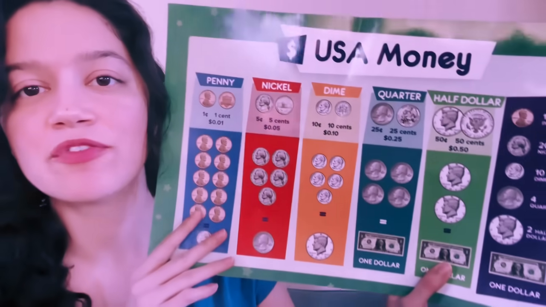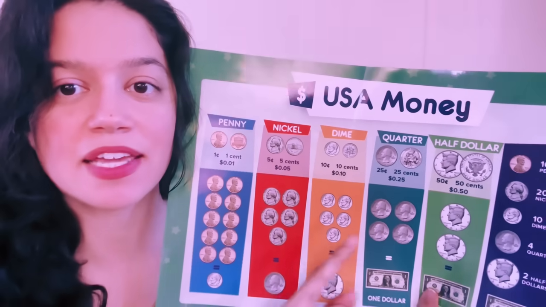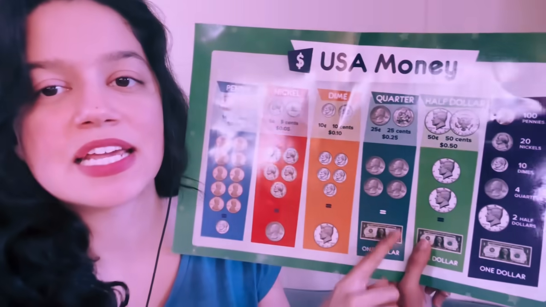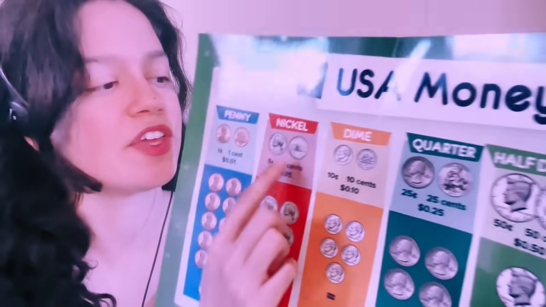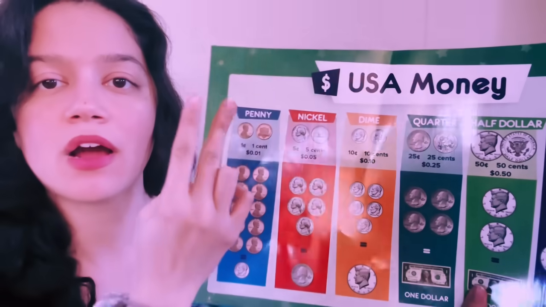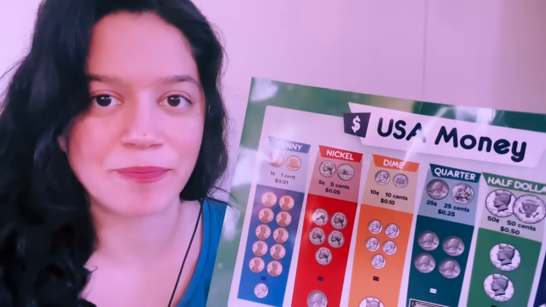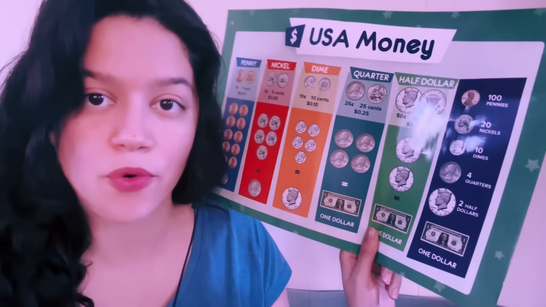So, for now, we are going to discuss the coins of the United States and just the $1 bill, just to show how many coins you need to equal a dollar. We're going to discuss which figures are on each coin and what on the back side of the coin it represents. So, let us begin with the less used coins, the half dollar coin.